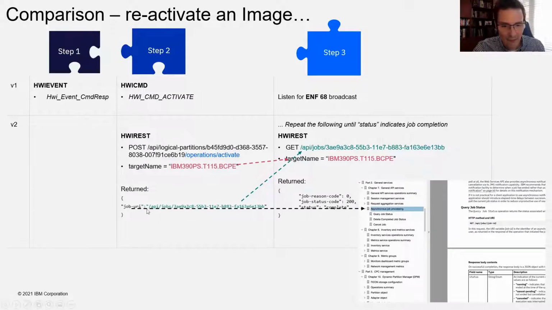It's this format. This URI is passed back to me in the response. I'm going to then issue a get against that particular URI, specifying the target name again. And it's eventually going to return back that the status has completed. And it says 200. I have completed that particular request. So it's just a different way of looking at the data.